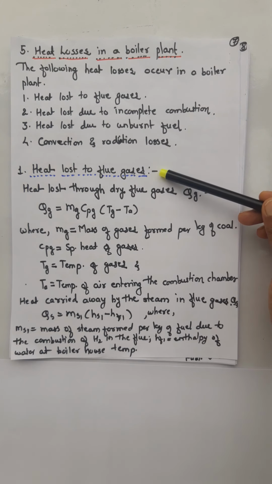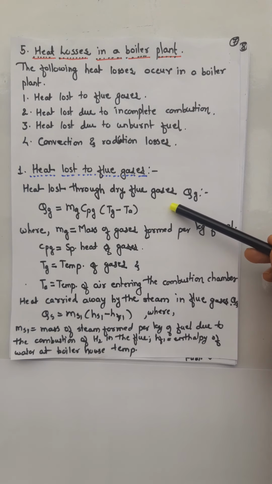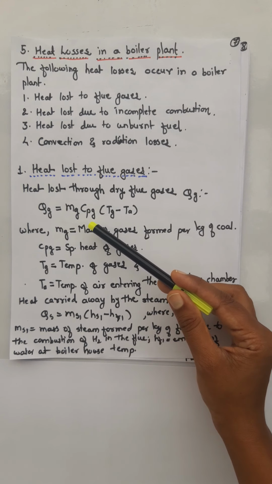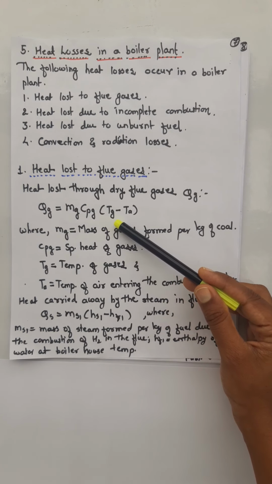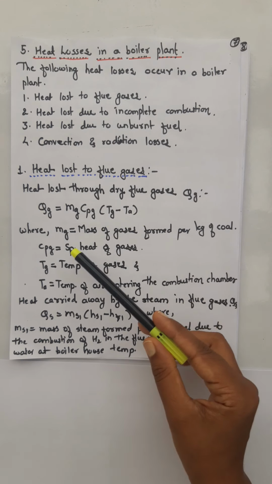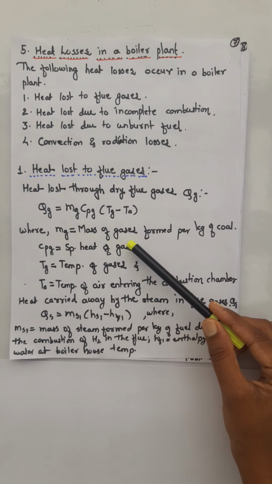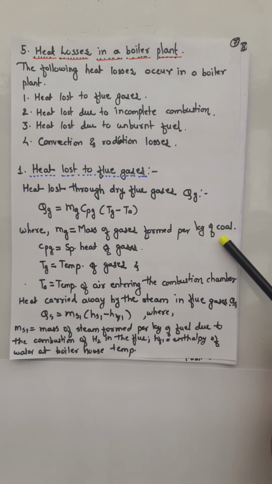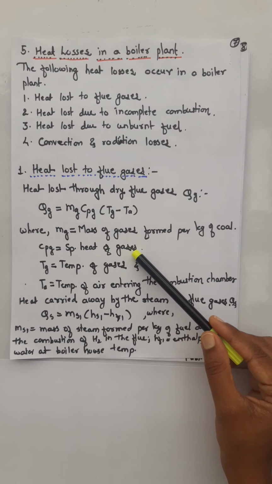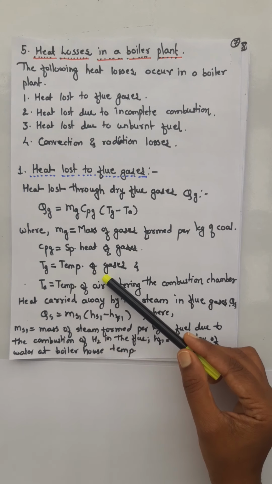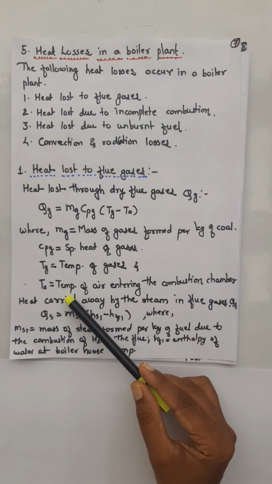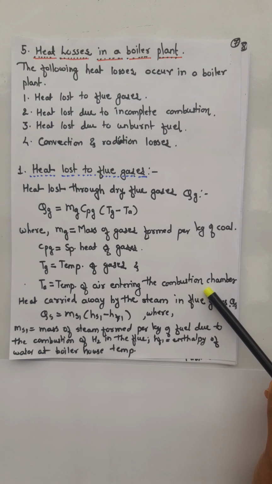The flue gases contain dry products of combustion as well as the steam generated due to combustion of hydrogen in the fuel. So the heat loss through the dry flue gases is given as Qg, and Qg is equal to mg into Cpg into (Tg minus Ta), where mg is the mass of gases formed per kg of coal, Cpg is the specific heat of gases, Tg is the temperature of the gases, and Ta is the temperature of air entering the combustion chamber.